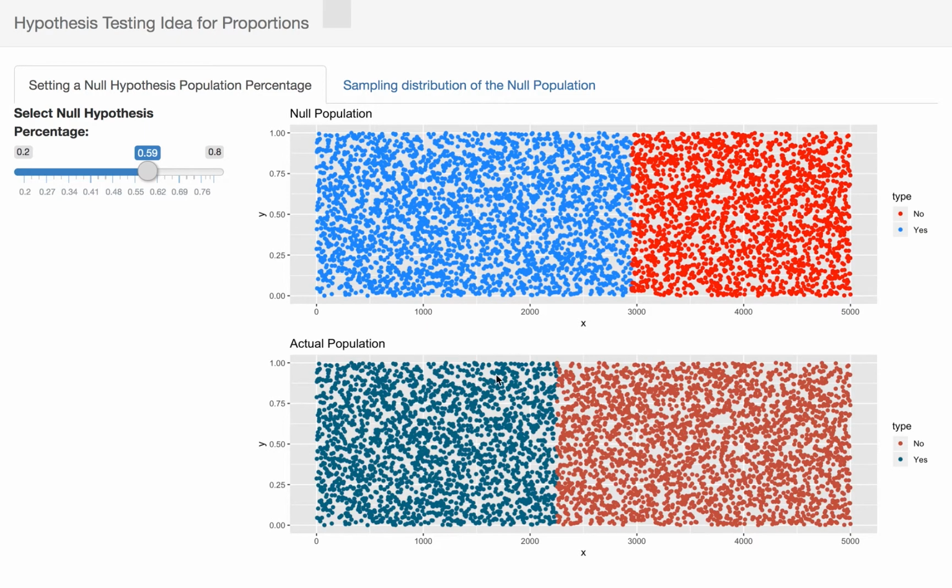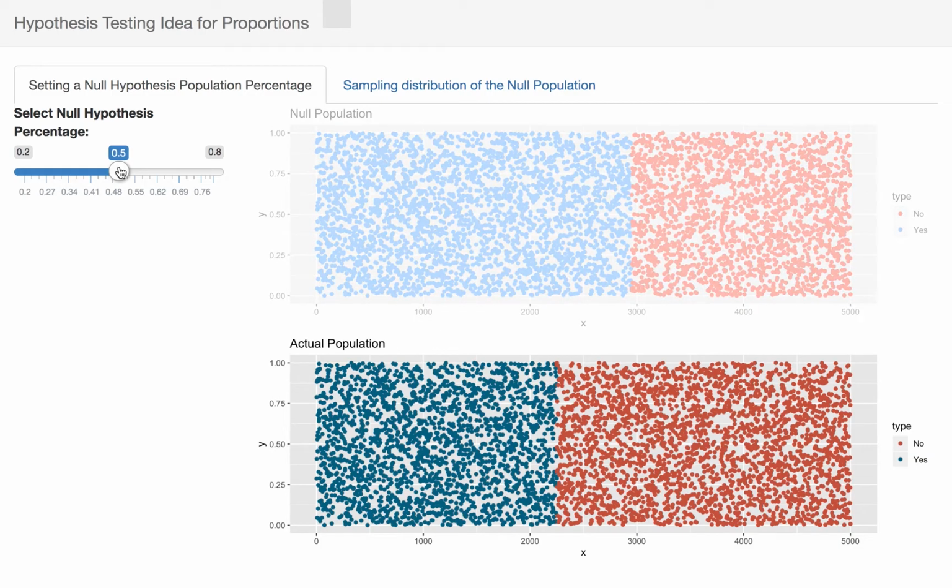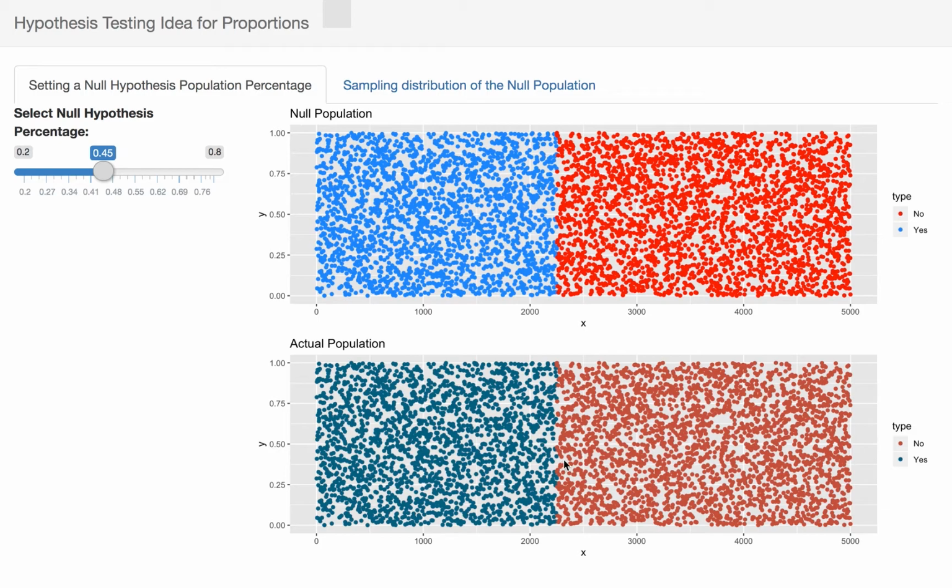What we're going to do here is compare an actual population, this is in our lower frame here in the muted colors, to a null population, which we get to control by setting our null hypothesis. So the actual population percentage, what's going on down here, is 45%. I set that separately. And what we're going to do is make a claim about what we believe the population percentage is going to be. In particular, we're interested in estimating the population of people who would say yes, which is blue in the null population and this dark teal in the actual population.